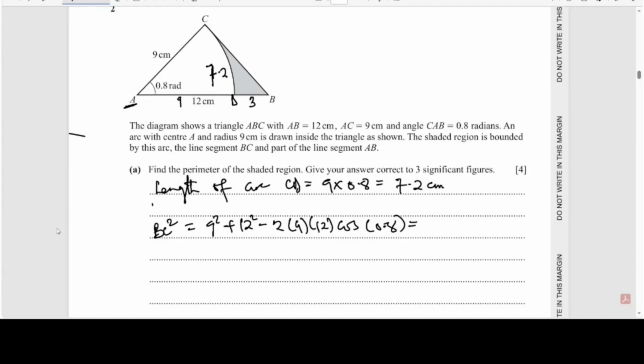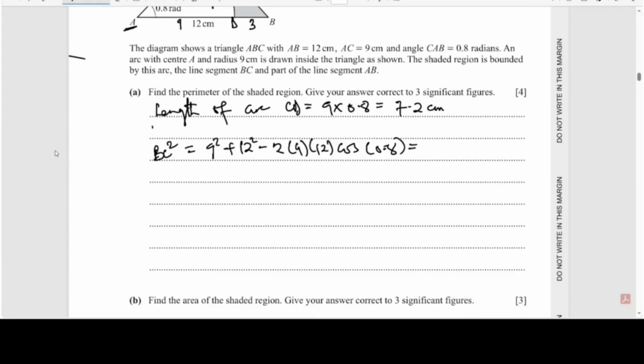And make sure your calculator is in radians, right? The angle mode is in radians since the angle is given in radians. Or if you're working in degrees, you can convert the radians to degrees by multiplying the 0.8 by 180 over pi, that's also fine. But it's better you work in radians.